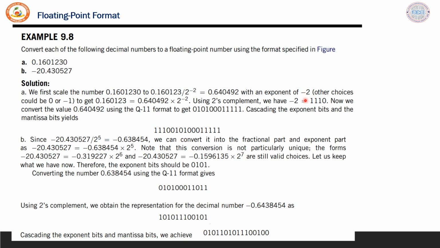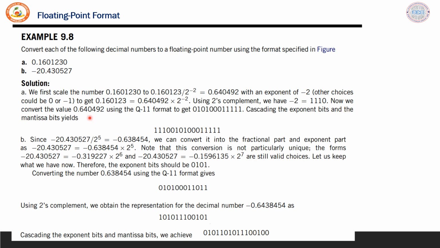Now you could also have gone with other values. The other choices could also have been 0 or -1. You could have selected other exponent values also. So the number has now become 0.640492 times 2 to the power of -2. Since we want to take the exponent as negative, we have to take the 2's complement. Under 2's complement notation, -2 is represented as 1, 1, 1, 0.